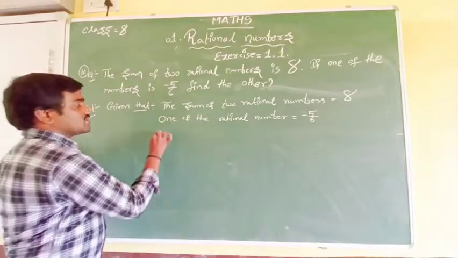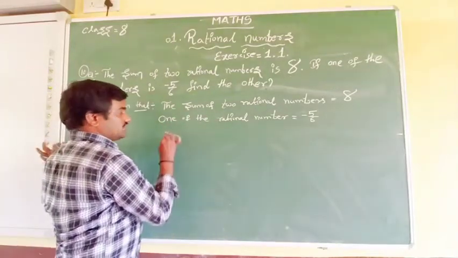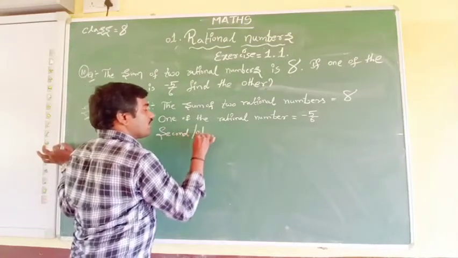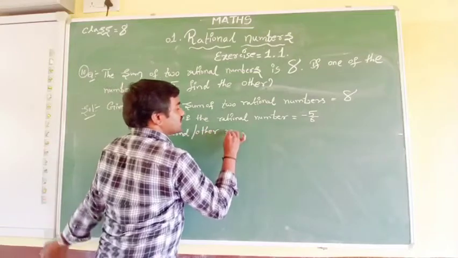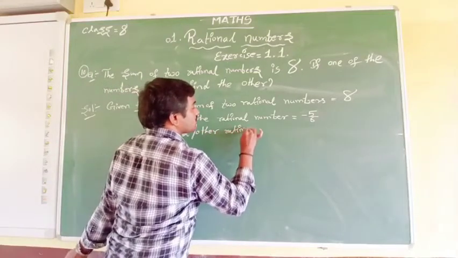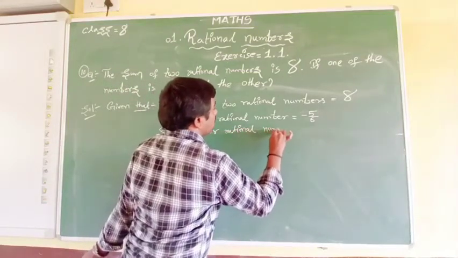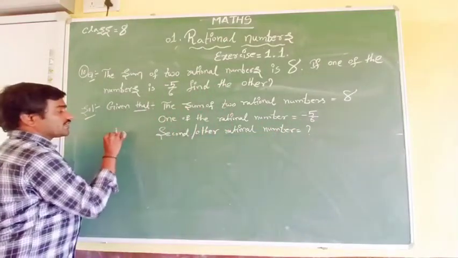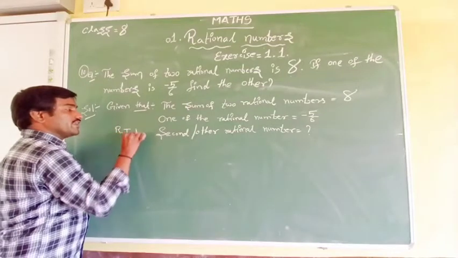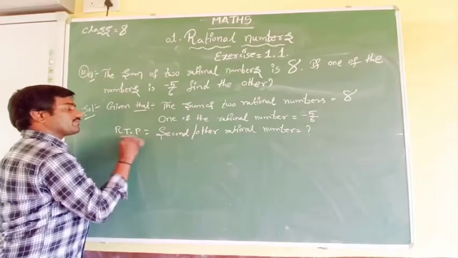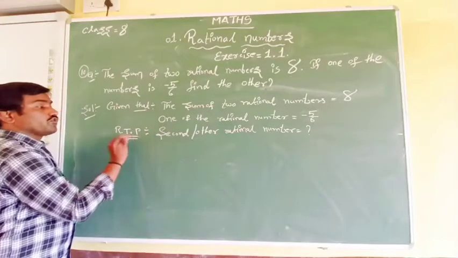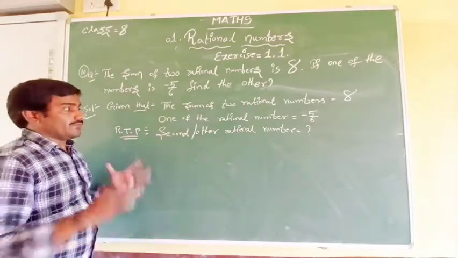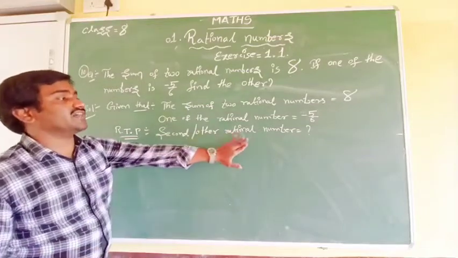Okay, one of the rational numbers is given. We need to find out the other rational number, the second rational number, equal to what? This is what is required to prove, RTP. This is what we need to find out. We don't know what the other rational number is.